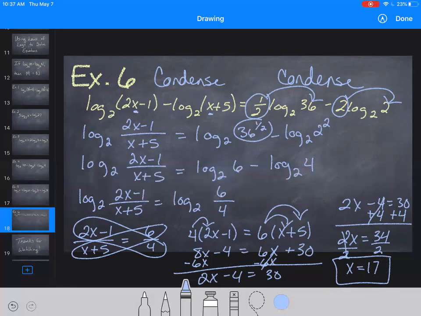The only time you can't do it is if when you plug it in to the argument of a logarithm, if it gives you a negative argument, it's impossible because we cannot take the log of a negative number.